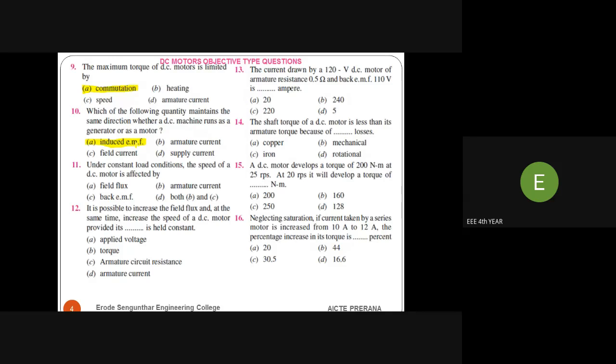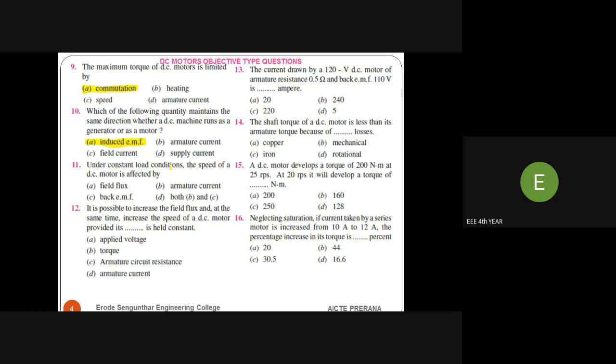Question number 11. Under constant load conditions, the speed of a DC motor is affected by: option A, field flux; option B, armature current; option C, back EMF; option D, both B and C, armature current and back EMF.